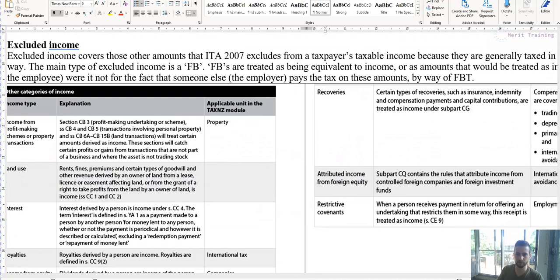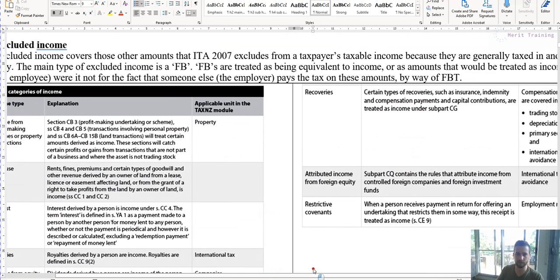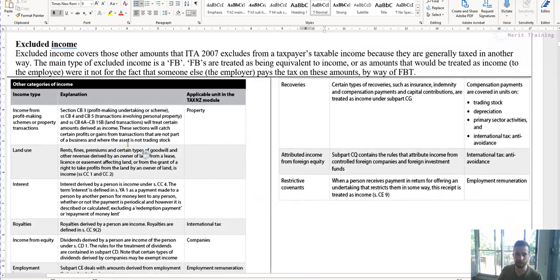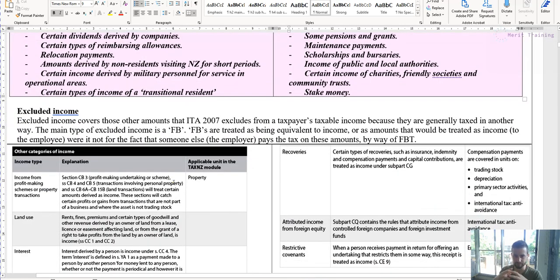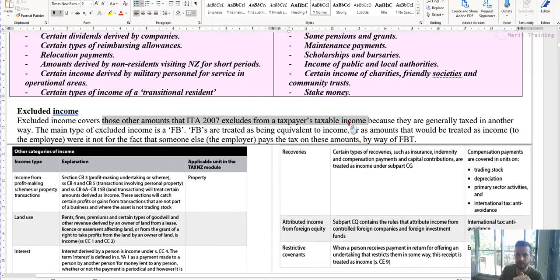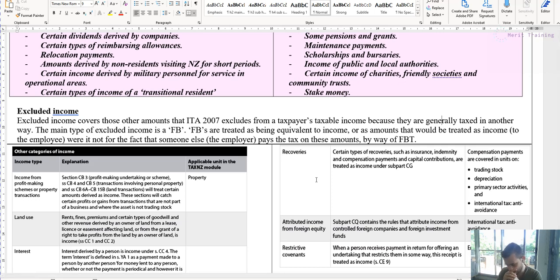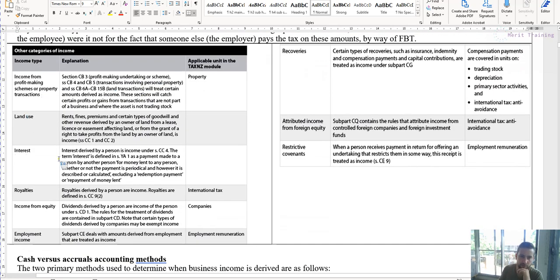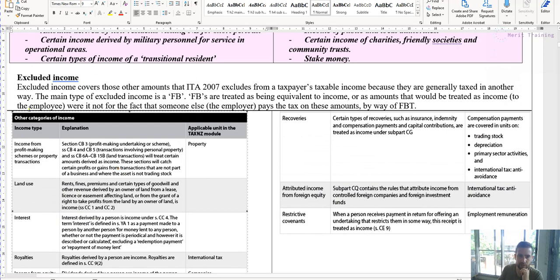So the next type is excluded income. What's the difference between excluded income and exempt income? Exempt income is specifically listed in the statute, but excluded income is income which is generally taxed in another way and therefore excluded on that basis. It's usually FBT. So usually you pay FBT on something and therefore you don't have to pay tax on that. And that extends to deductions. So for example, entertainment, you're not getting a deduction for it unless you paid FBT. So here are some of the types of excluded income.